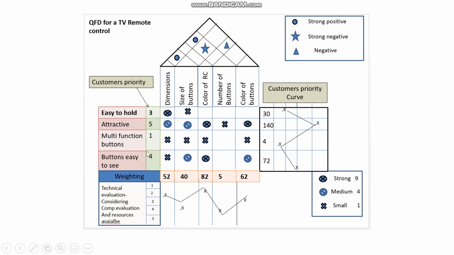Here the next priority is button easy to see. Yes, color of buttons means easy to see. If we take it as customer voice, see, if we change the color of buttons, then easy to see will come. This is the next priority the customer has given. So we have to do the color of buttons in a different way. So this is the outcome of this.